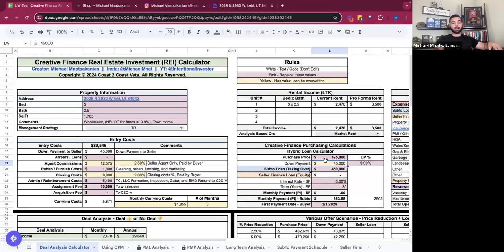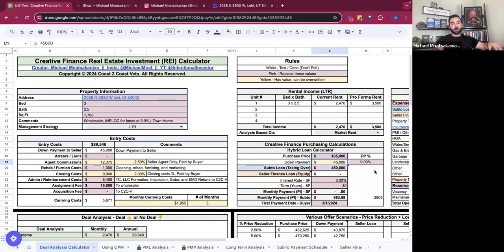And let me explain why. For me, the purchase price is only the cash to the seller, the sub two loan that you're taking over, and whatever the remaining equity is for the seller finance loan. That's what the purchase price is. Assignment fee and things like that are included in my entry costs, but they're not necessarily part of the purchase price. They're just part of the fees you have to pay to get into the deal. Does that make sense? Kind of my rationale, my thought process on that.